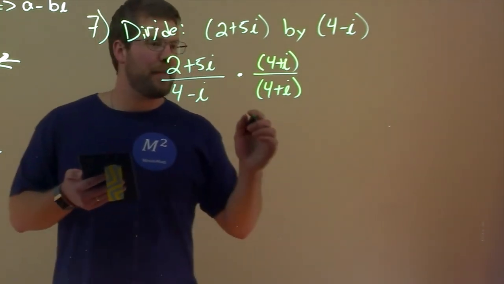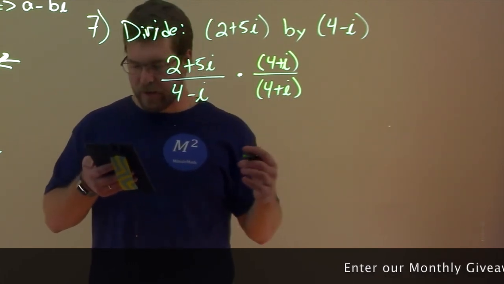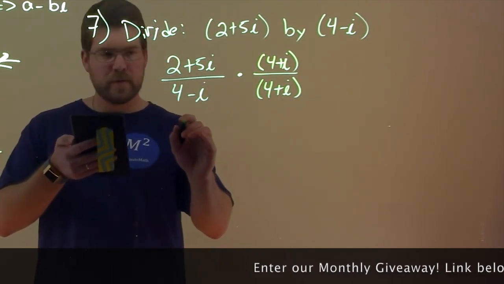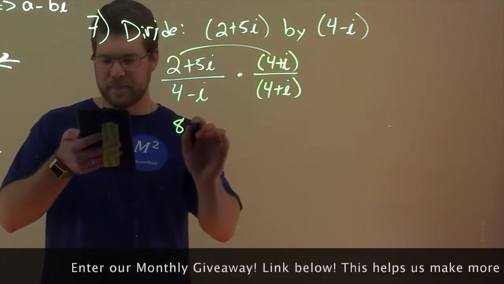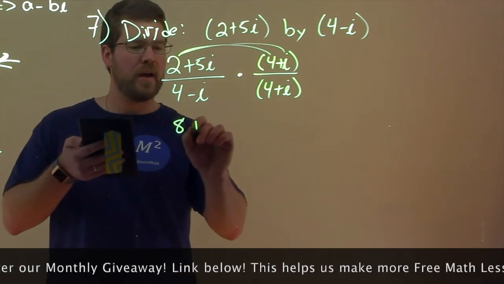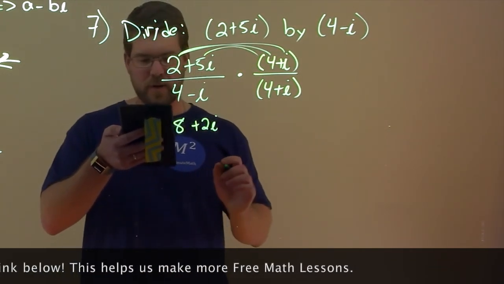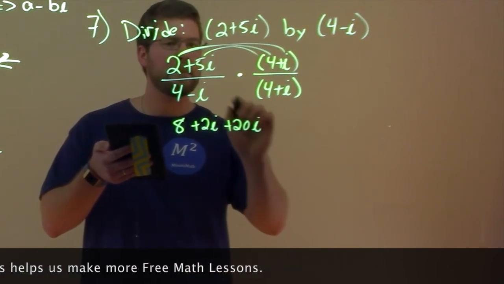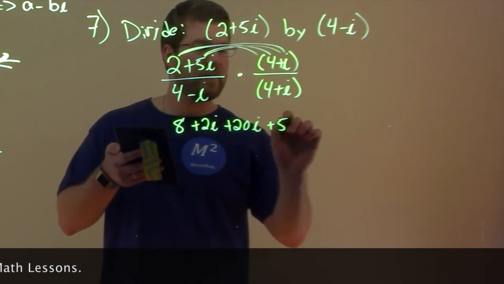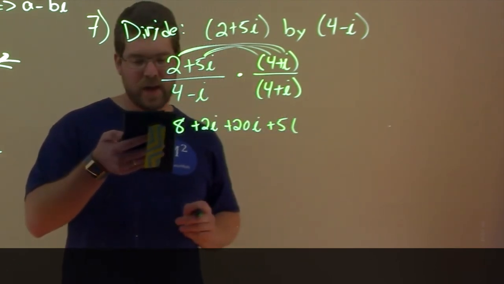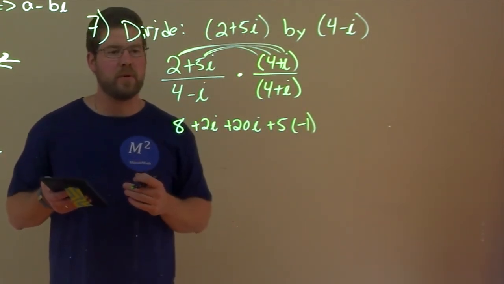So let's watch this. We've got to multiply that out. We're going to be doing a lot of FOIL. We're going to FOIL the numerator and FOIL the denominator. In doing so, we get the numerator, remember, all parts together: 2 times 4 is 8. 2 times i is 2i. 5i times 4 is 20i. And 5i times i is 5 times i times i, which is i squared, which is negative 1. Remember our rule: i squared is equal to negative 1.